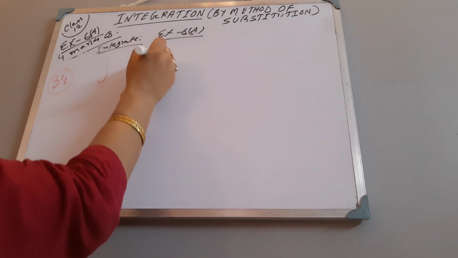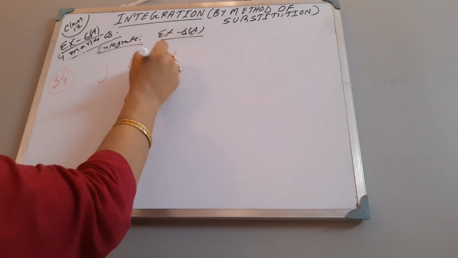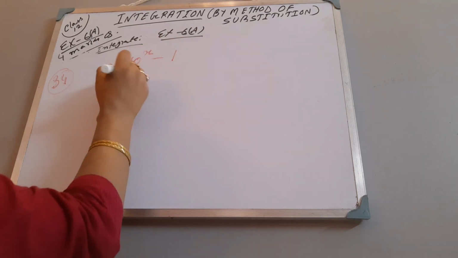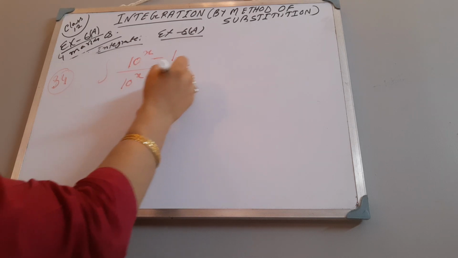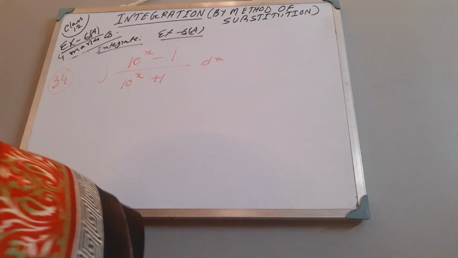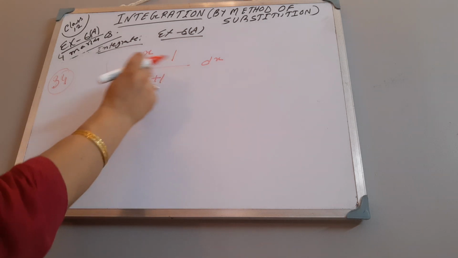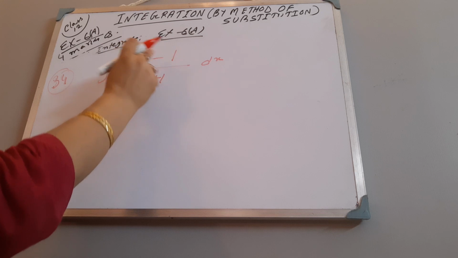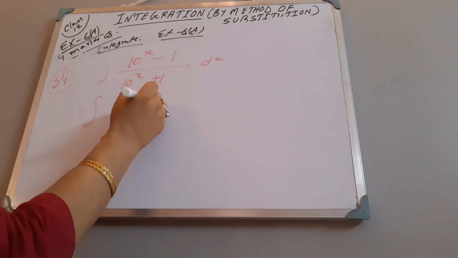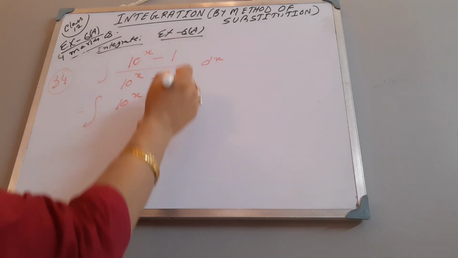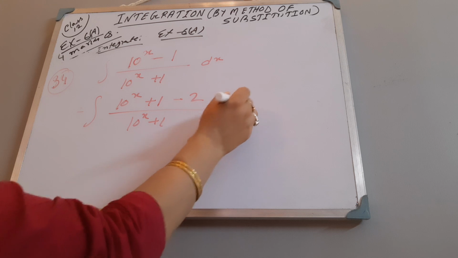Integral (10 to the power x minus 1) by (10 to the power x plus 1) dx. Okay, now 10 to the power x plus 1 is in the denominator part and the numerator only has minus 1, so it's better to write here 10 to the power x plus 1, as it is minus 1, so make it minus 2 by 10 to the power x plus 1 dx.